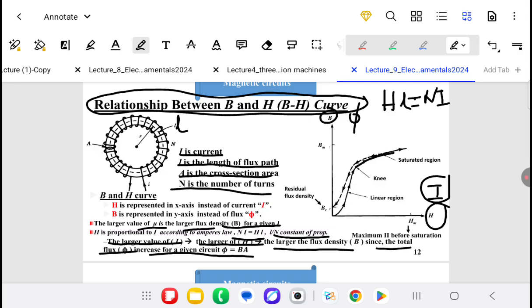Then as we increase I, the rate of increase of B, or phi, will be slower. Then we reach the saturation region, where the material has saturated or reached the maximum number of flux lines that can pass through this section. If the current decreases, we will return back over the dotted line, and a part of the magnetism is stored in the material, which is the residual flux density.